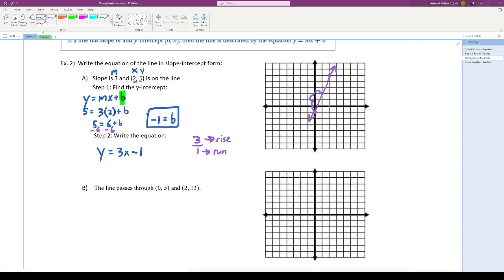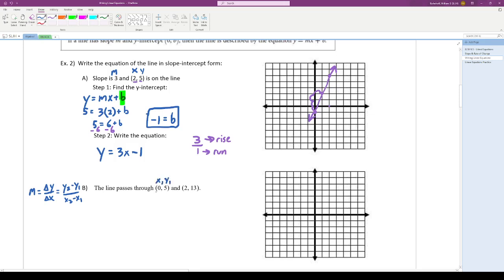Going on to example B, we have a line that passes through 2 points, (0, 5) and (2, 13). We learned yesterday that we can calculate the slope if we know 2 points on a line. We do that by finding our change in y over our change in x, which is y2 minus y1 over x2 minus x1.